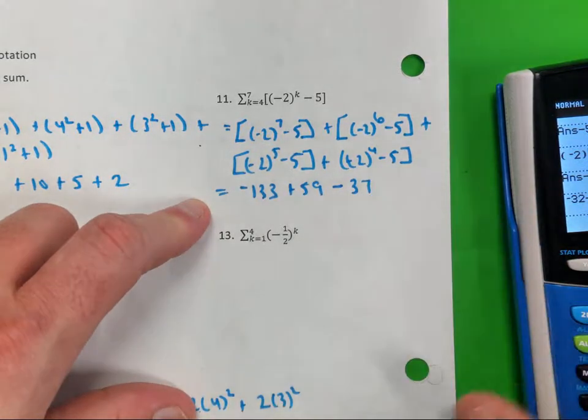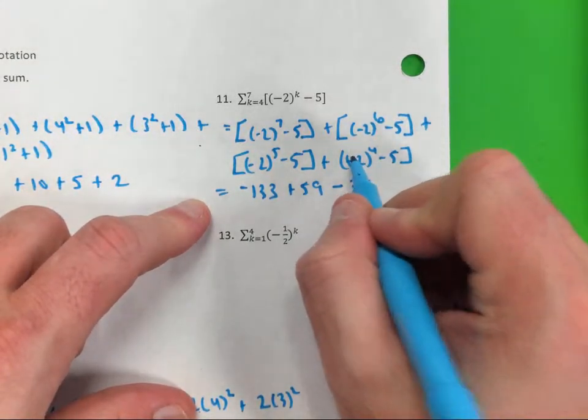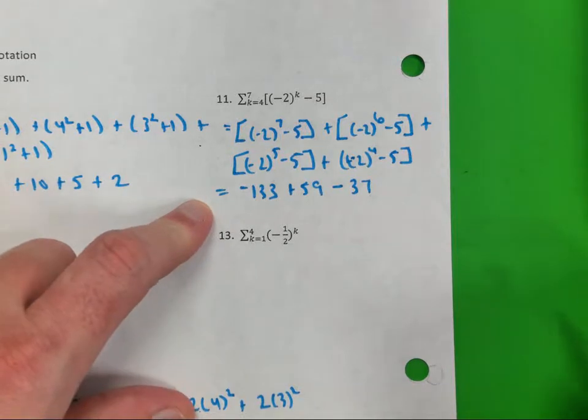Would it be positive if the whole thing's an absolute? No, that's brackets. That's not absolute value. Oh, yep.